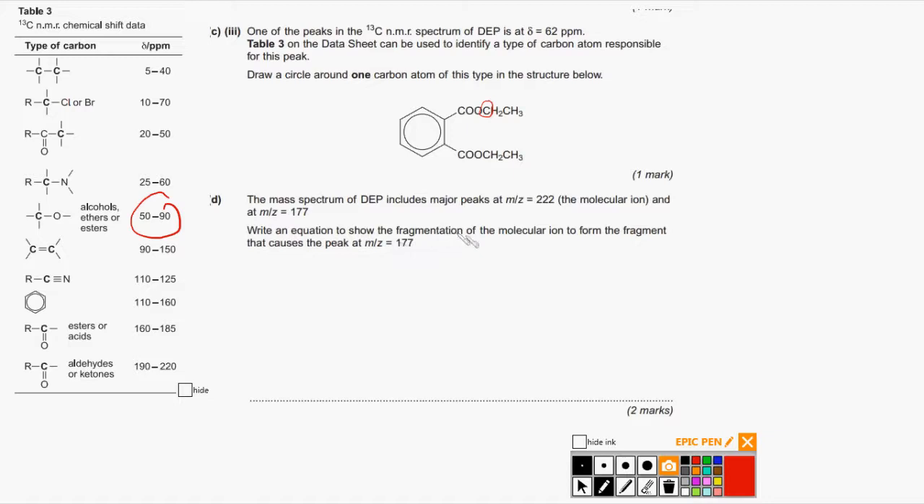Write an equation to show the fragmentation of the molecular ion to form the fragment that causes the peak at 177. Now, this took quite a bit of thinking for me, personally, but what I essentially did was imagine that this compound here fragmented in 3 ways, hypothetically. So this benzene here would fragment, this would fragment, and this would fragment.